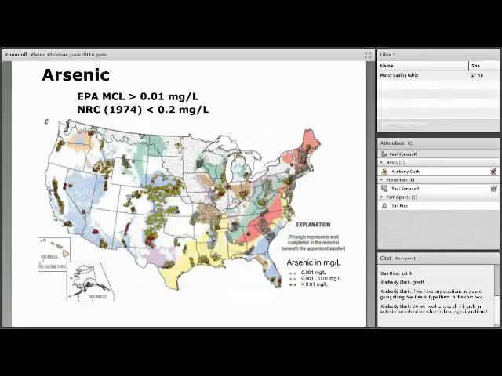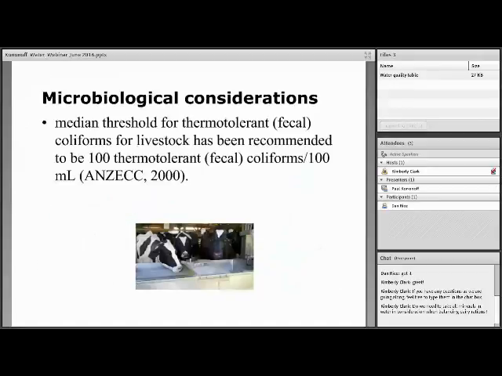These are just some areas of the countryside where you may see problems. The EPA sets a minimum concentration of 0.1 milligrams per liter, whereas for livestock, the NRC has said it should be anything less than 0.2 milligrams per liter. So there are areas of the country where you actually see elevated concentrations of arsenic in the water.